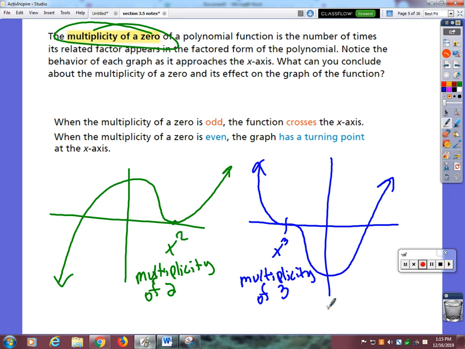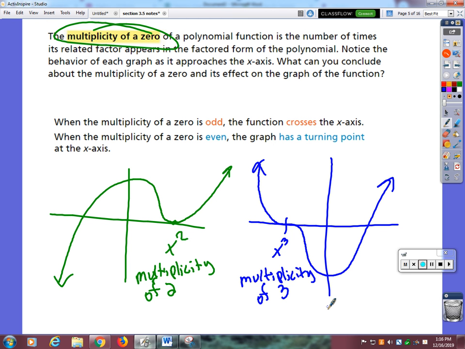Okay? What's important for you to understand is that if a 0 has an odd multiplicity, the graph will go through the x-axis at that point. And if a 0 has an even multiplicity, then it will hit the x-axis there and then bounce off. Okay? It won't go through.